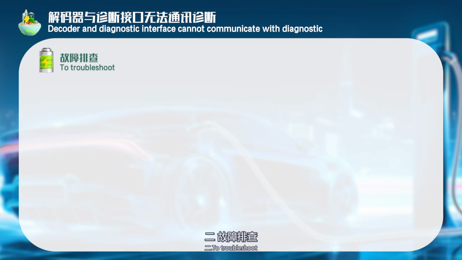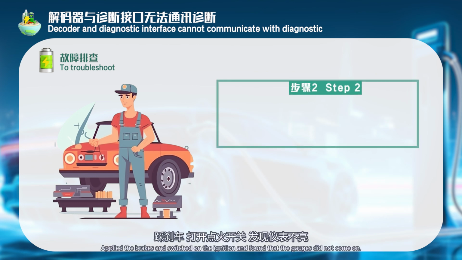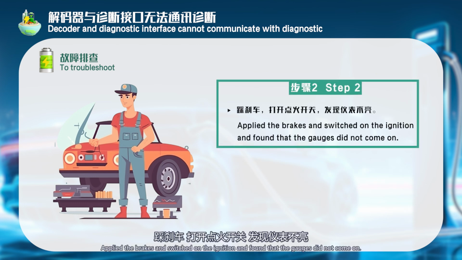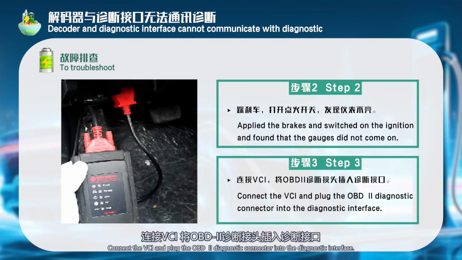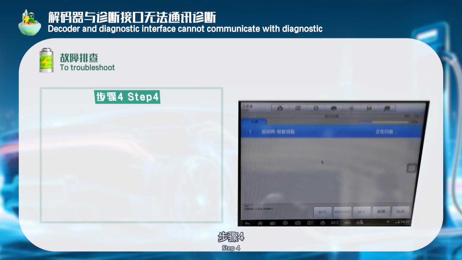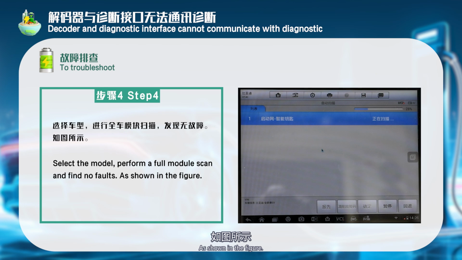Part 2. Troubleshooting. Step 1. Check the low voltage battery voltage. Low voltage battery power loss can cause the whole vehicle to have no power, that is, the vehicle cannot be unlocked, and the diagnostic equipment cannot communicate with the vehicle, and so on. Normal. Step 2. Apply the brakes and switch on the ignition, and find that the gauges did not come on. Step 3. Connect the VCI and plug the OBDII diagnostic connector into the diagnostic interface. Step 4. Select the model. Perform a full module scan and find no faults, as shown in the figure.